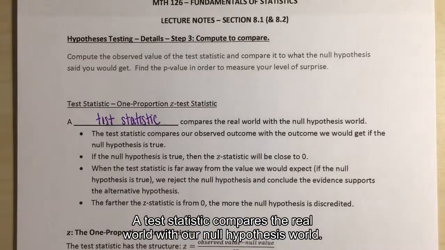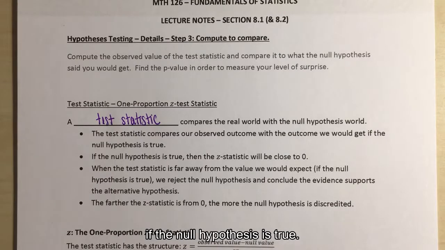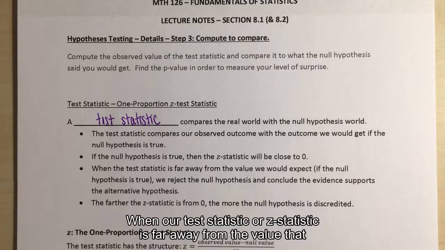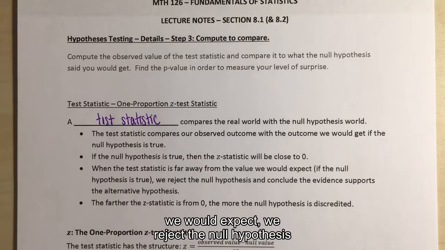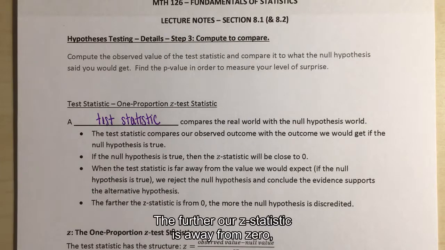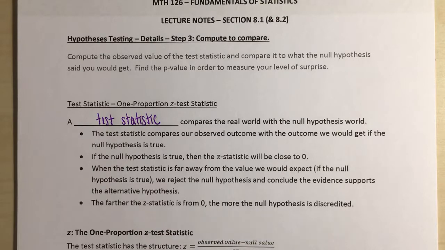compares the real world with our null hypothesis world. The test statistic compares our observed outcome with the outcome we would get if the null hypothesis is true. If the null hypothesis is true, the z statistic will be close to 0. When our test statistic, or our z statistic, is far away from the value that we would expect, we reject the null hypothesis and conclude the evidence supports the alternative hypothesis. The further our z statistic is away from 0, the more the null hypothesis is discredited.